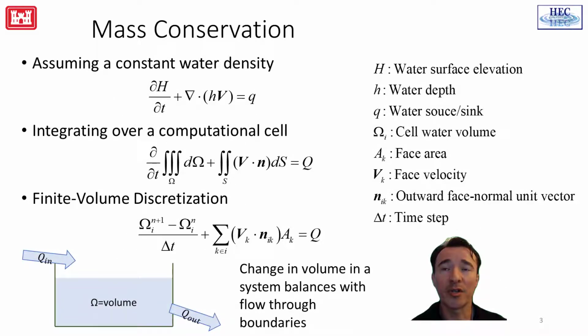The most important principle we want to enforce is mass conservation. By assuming constant water density, the mass conservation can be written in terms of water volume. This equation is referred to as the continuity equation. It basically means that within a control volume, the change in water volume is balanced by the flows coming in and out. The bottom equation is a simple finite volume discretization of the continuity equation.